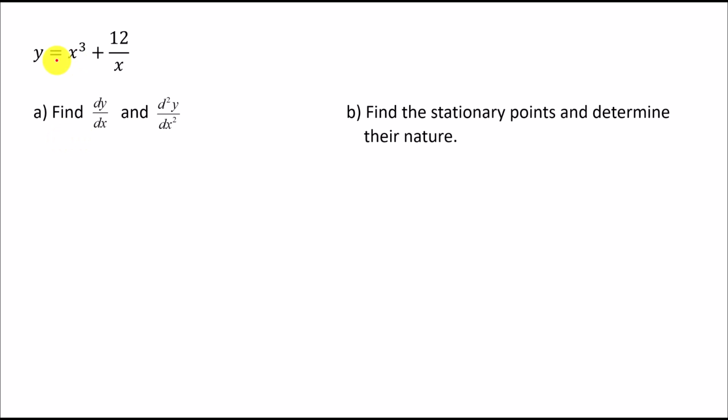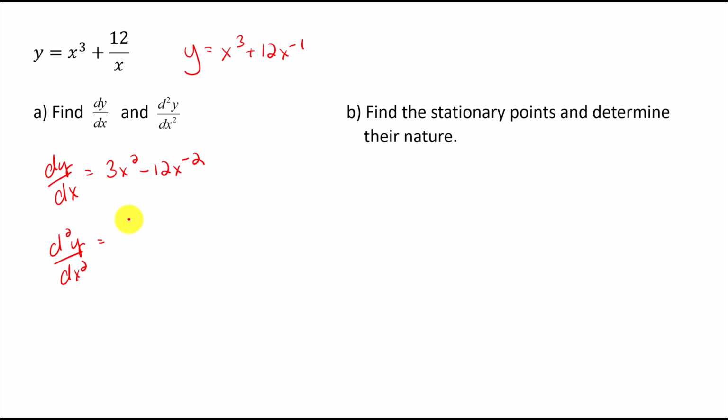Okay, so we have y equals x cubed plus 12 over x. We're going to rewrite that as y equals x cubed plus 12x to the negative 1. Now we're going to take dy/dx, the first derivative. So dy/dx equals 3x squared minus 12x to the negative 2. I'm going to leave it like that for now while I take the second derivative, and when I do that, I get 6x plus 24x to the negative third.